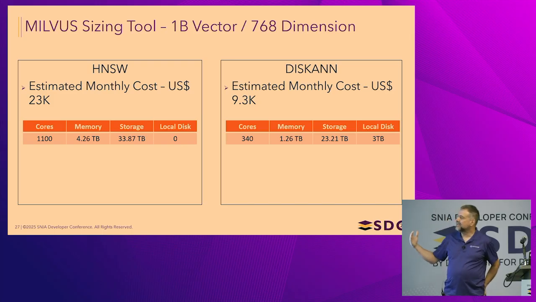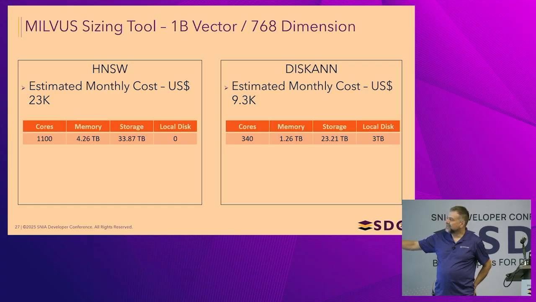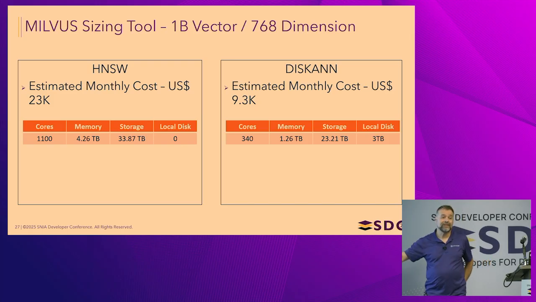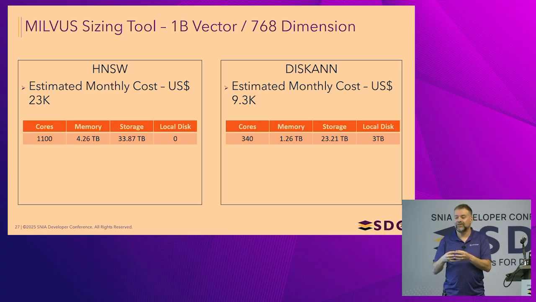But since it is memory bound, obviously, I'm doing the same work with fewer cores or less CPU because I need less memory, right? And that is the main point. So if I have to create a solution to support 1 billion vectors, which today, we have benchmarks for 1 billion vectors, but it's very rare that people would be using that. But if you have to, this is what would cost you monthly on a cloud provider.